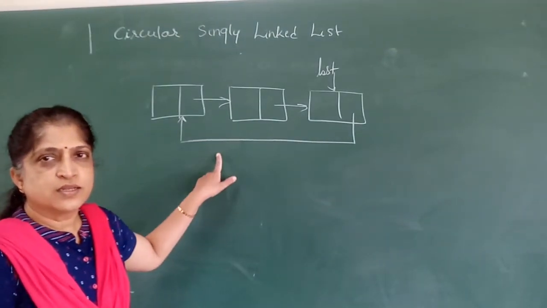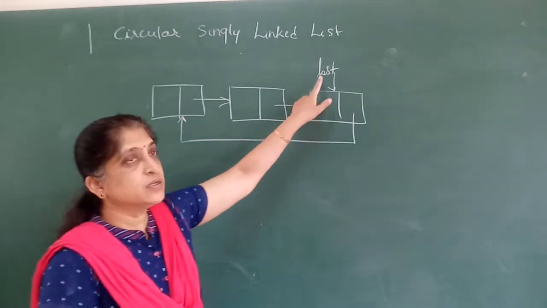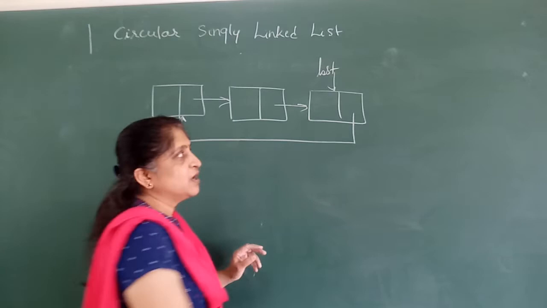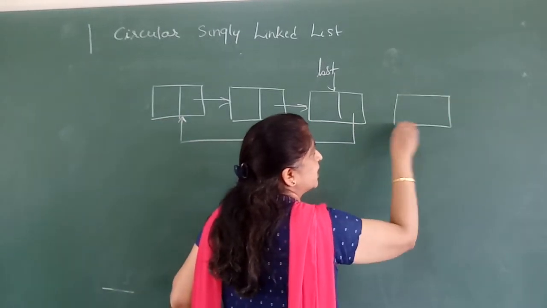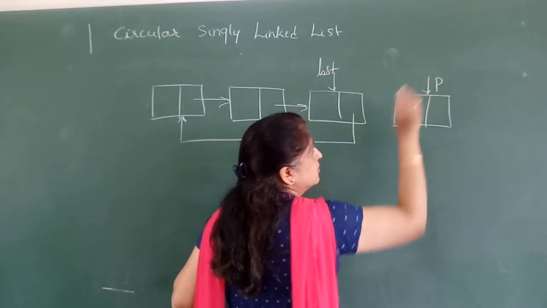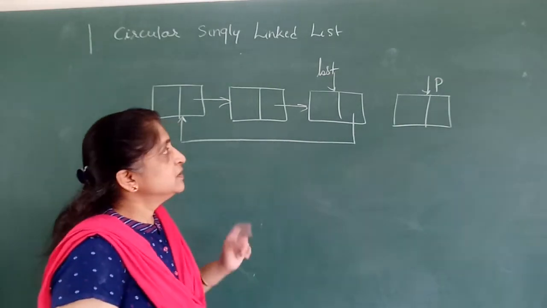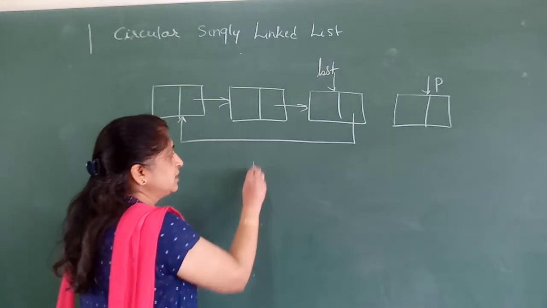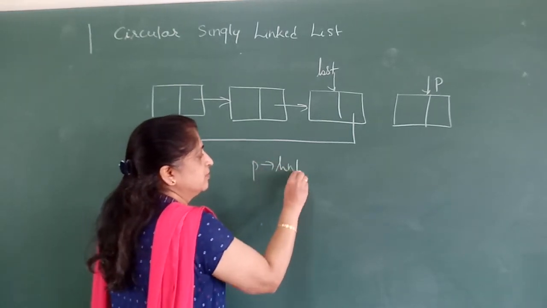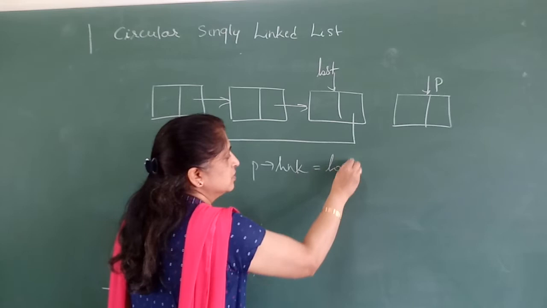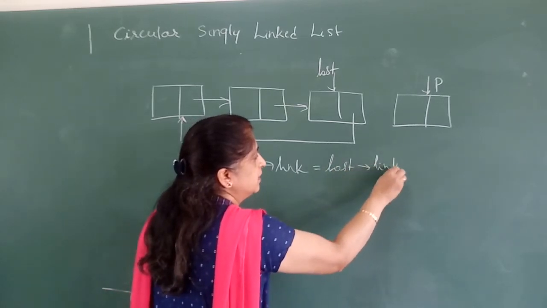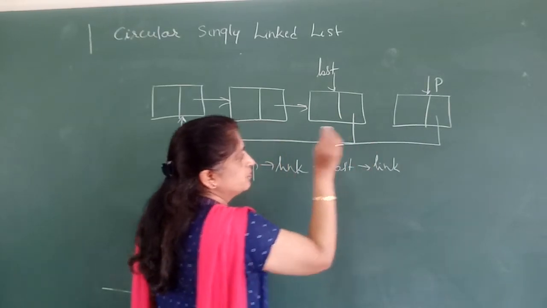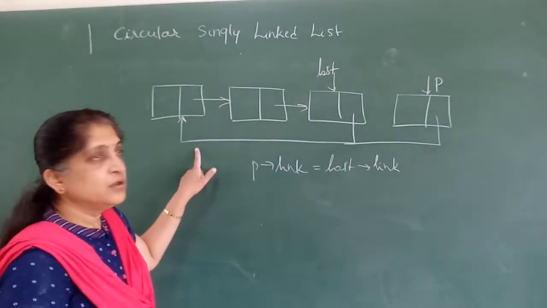In this circular list, I am maintaining the external pointer to the last node. If I want to insert at the end of the list, of course, I perform the get node operation, that is malloc. Then we just make p-link is equal to last link. That means this address gets copied here. So the new node will start pointing to the first node.